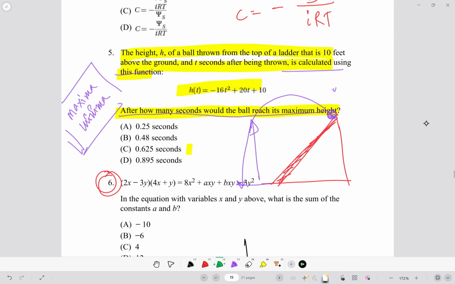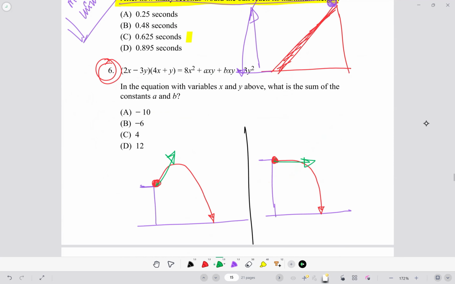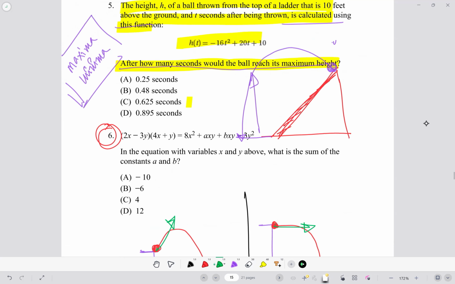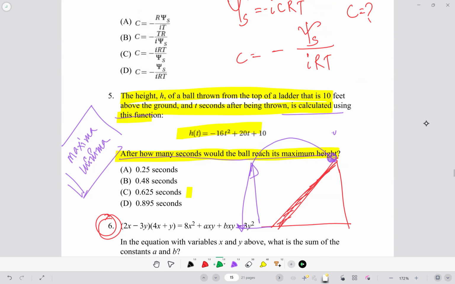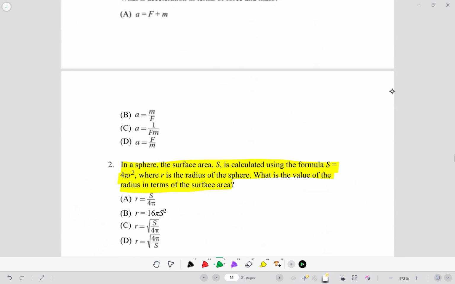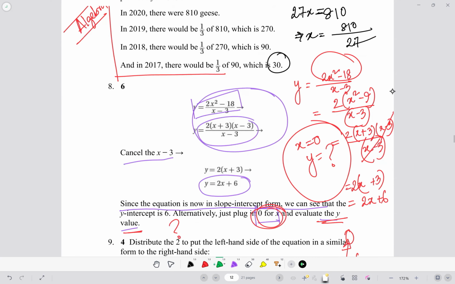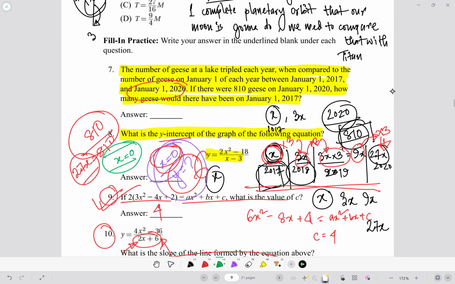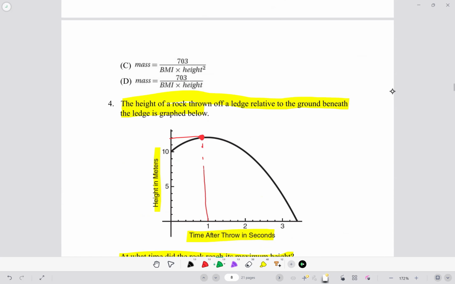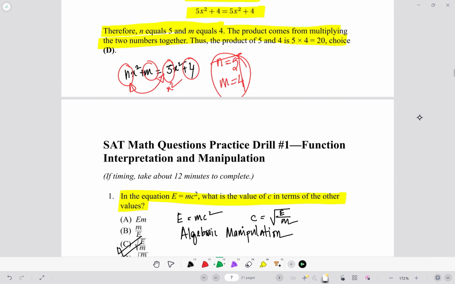So what we basically need is to find the maximum height. After how many seconds would the ball reach its maximum height? Can we solve this using the maximum-minimum concept? If we use the maximum-minimum concept, would that be simple enough for us? Now let's look at this concept. I'm just letting you know whether using the maximum-minimum concept to solve this problem is a good idea.